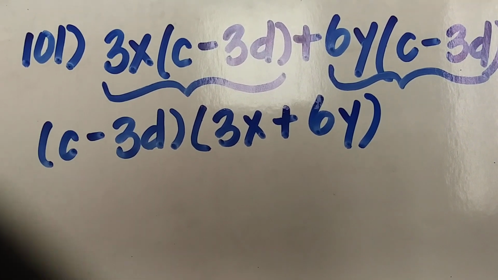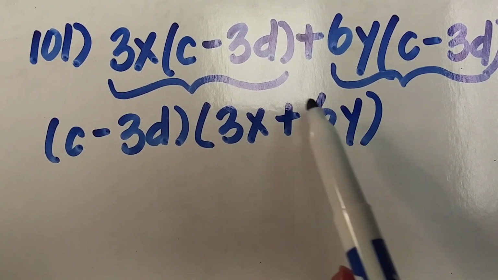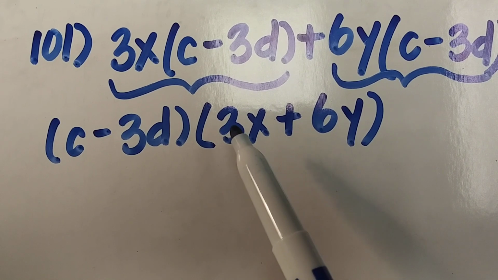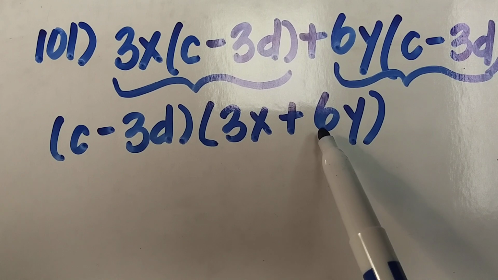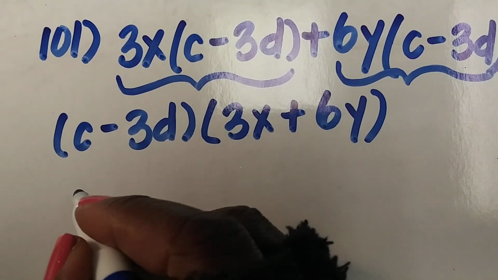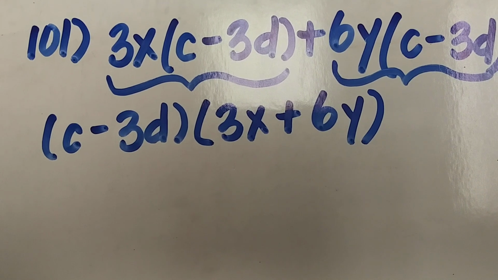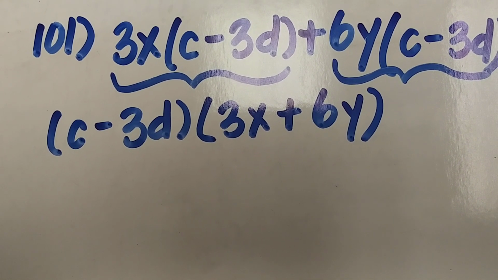But when I look at it the second time, they do have something in common. In the second part, what can I factor out of 3x plus 6y? I can factor out a 3 because I have 3 and I have 3 times 2. They both have a 3 in common. And I need to also remember that I'm multiplying. So it really doesn't matter how I arrange it. When I multiply it out, it's going to still give me the same answer.